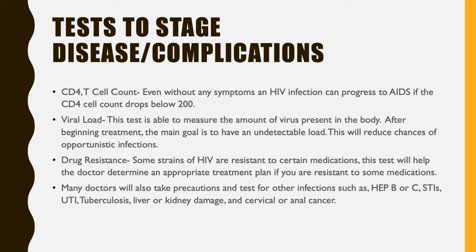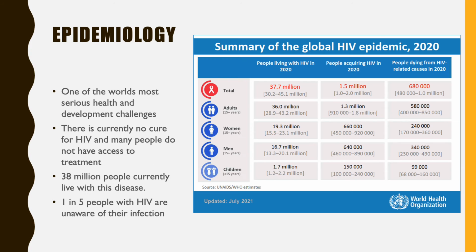A drug-resistant test will also be administered because some strains of HIV are resistant to certain medications. This test will help the doctor determine an appropriate treatment plan if you are resistant to some medications. Many doctors will also take precautions and test for other infections such as hepatitis B or hepatitis C, sexually transmitted infections, urinary tract infections, tuberculosis, liver or kidney damage, and cervical or anal cancer.